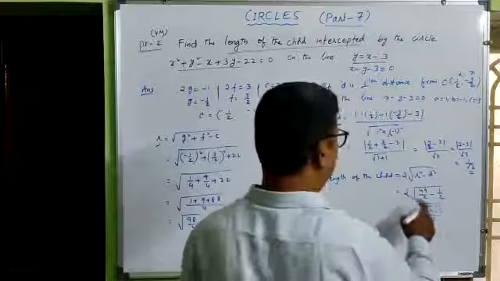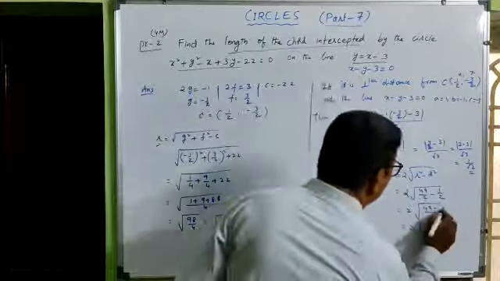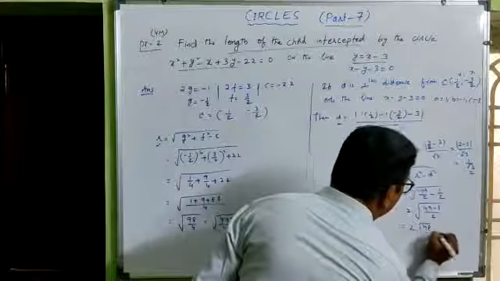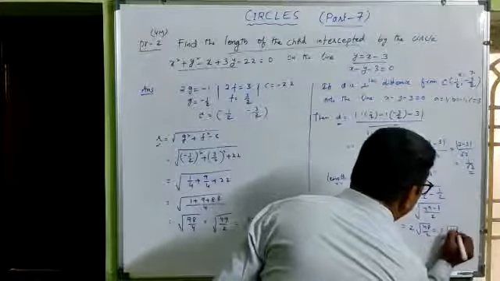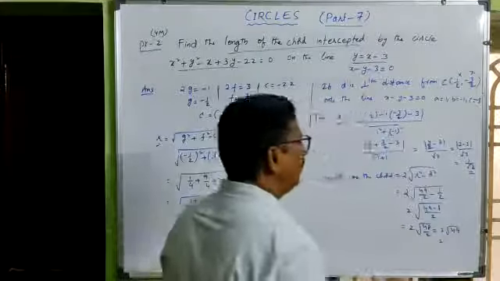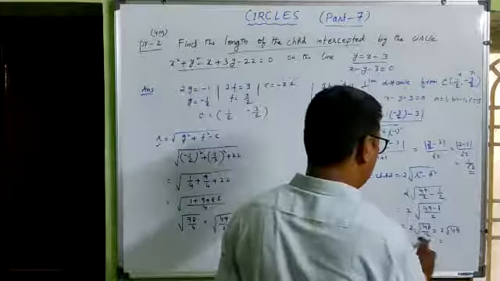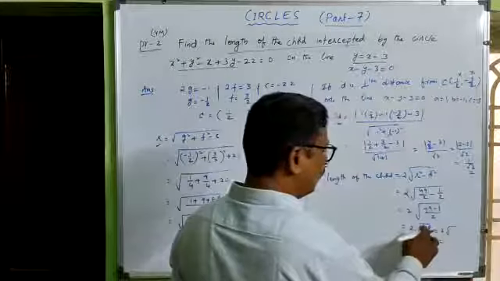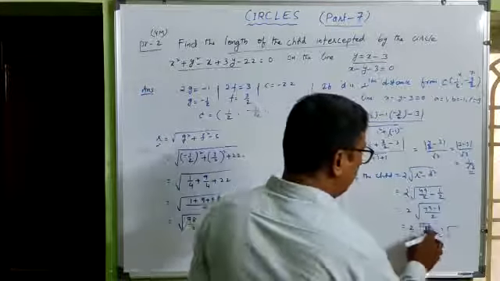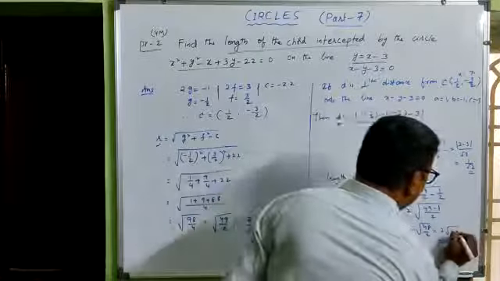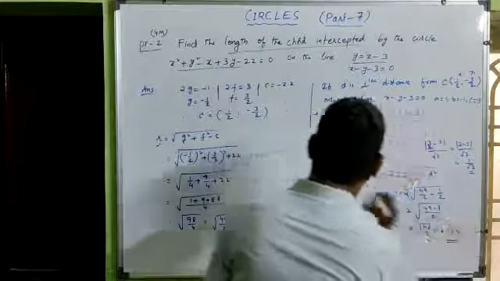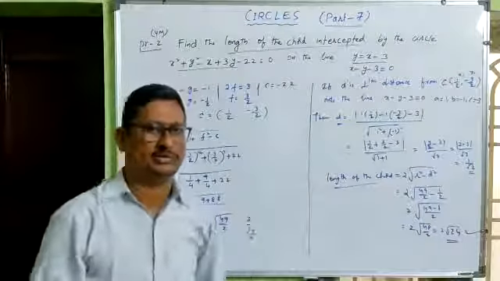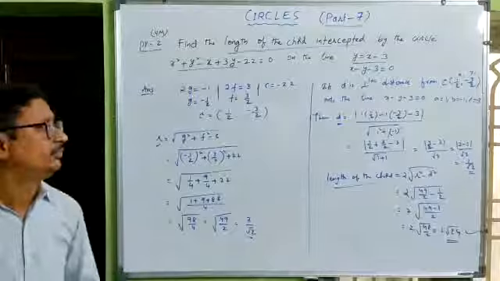So 49 minus 1 is 48, root 48 by 2. 2 gets cancelled in 48 to 24 times. So the length of the chord is 2 root 24, okay, have a note.